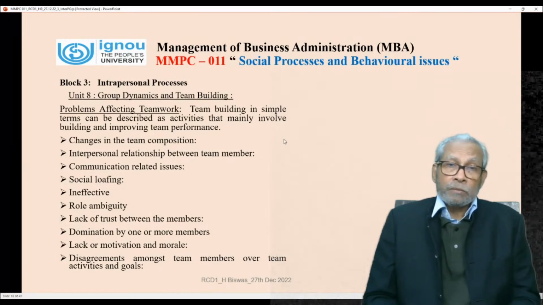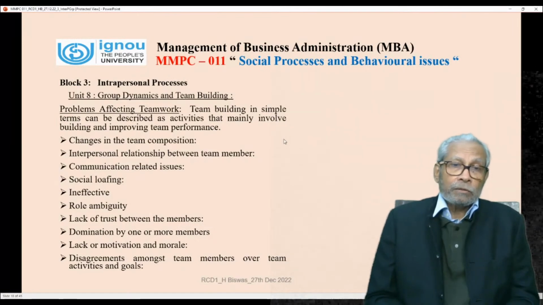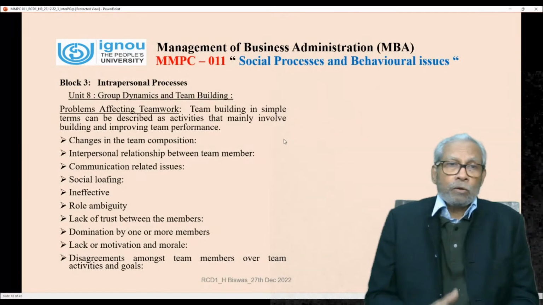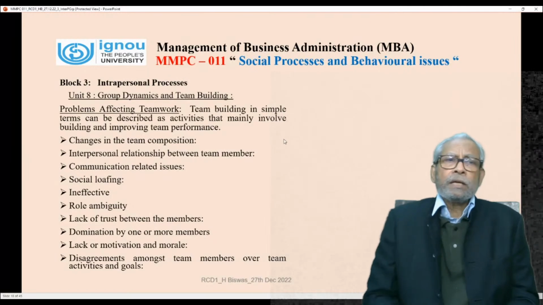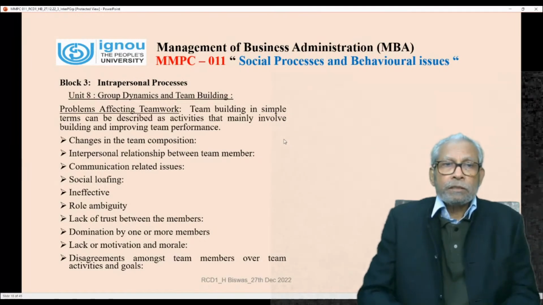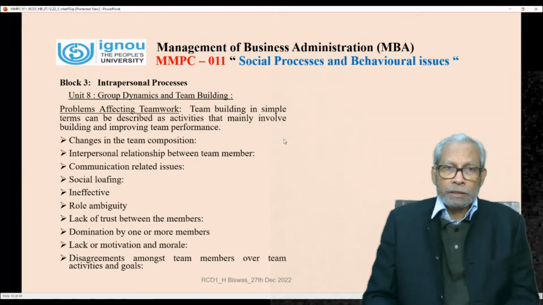Lack of trust between the members, because there is no trust in each other. Domination by one or more members. So that type of dominating nature is to be avoided. Lack of motivation and morale. Disagreement among the team members. So all of these affect the teamwork. This is the area to be looked after, this is the area to be exercised, to improve things so that these things should not be happening. That is the idea.